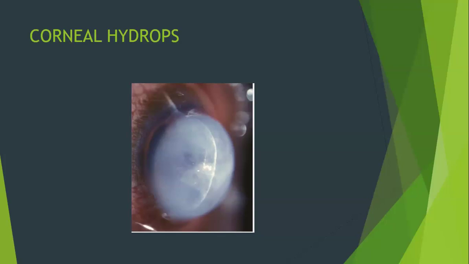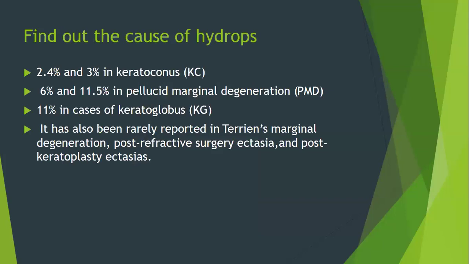So let me elaborate that, how we do that. So remember, again, any pathology that can cause a break in your Descemet membrane can cause corneal hydrops. Again, don't assume that this is because of keratoconus, okay? So you have to look at the other eye for history, and examination of the other eye is very important.